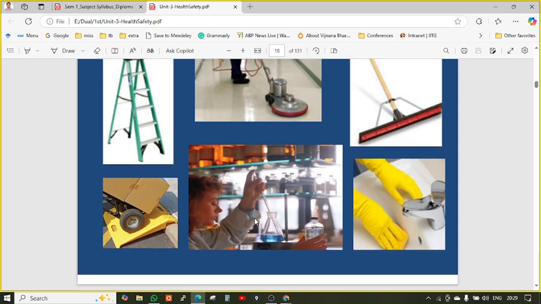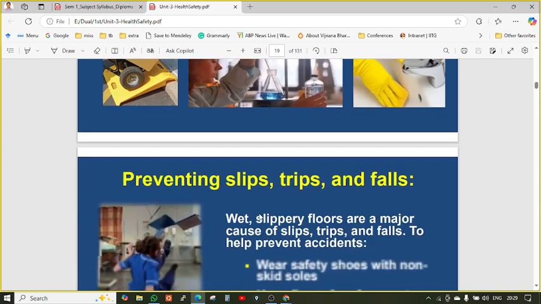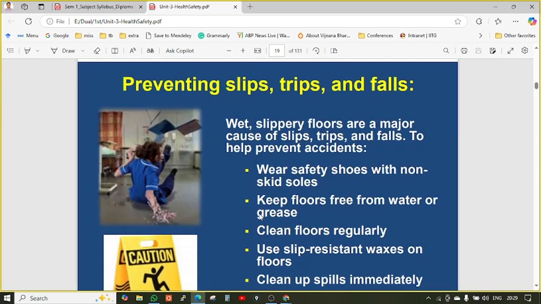If you are using chemicals in a laboratory and not wearing, see, this person is not wearing eyeglasses or gloves while using the chemicals, they may fall on your body and cause harm. So you have to use gloves and all the things. So these are the things that may cause physical hazards. So what are the physical hazards?